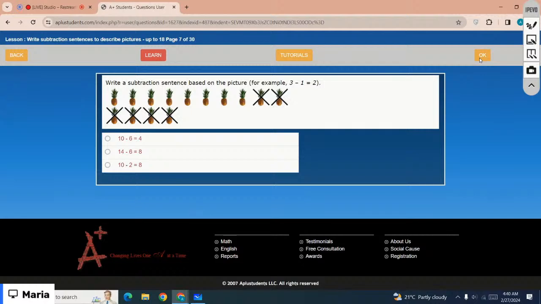Write a subtraction sentence based on the picture, which is the correct option. Yes, that is 14. Take away 6 equals 8. Okay, you can complete the lesson by yourself later today.